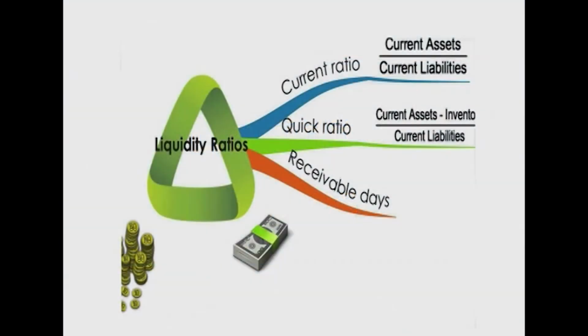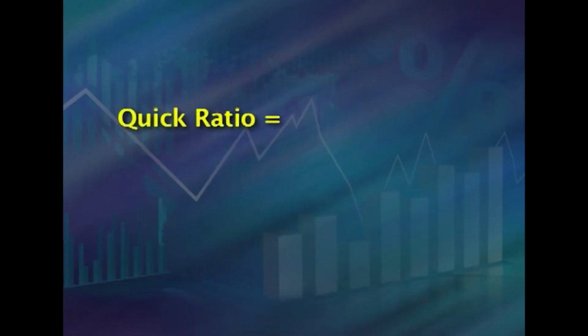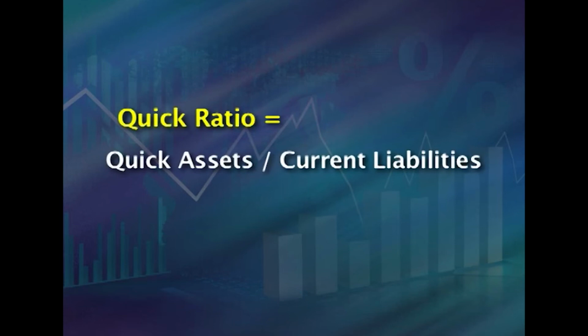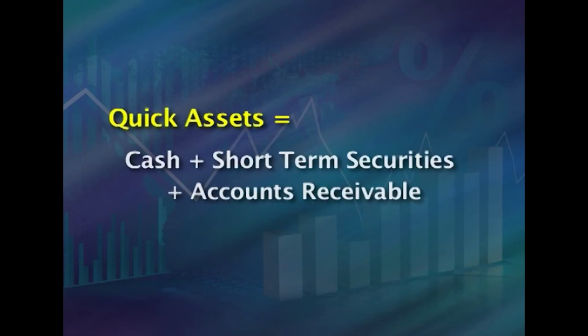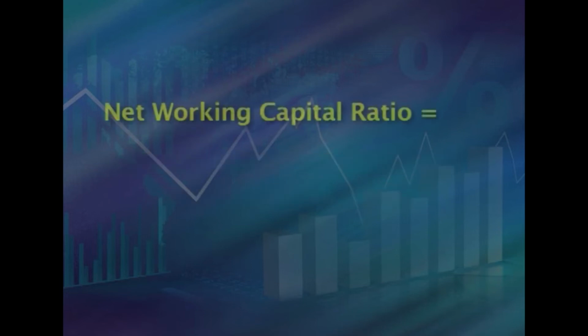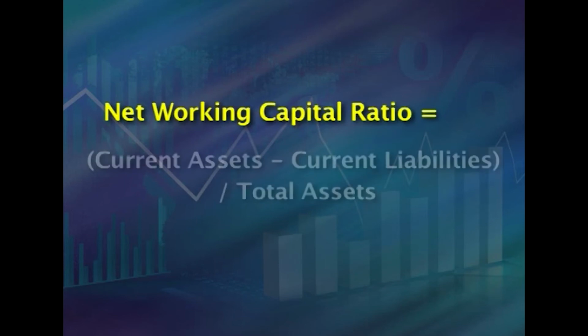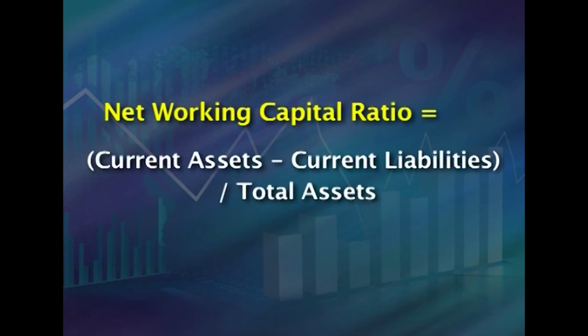Three liquidity ratios are: the current ratio, one of the most commonly used ratios; the quick ratio, which equals quick assets divided by current liabilities, where quick assets equal cash plus short term securities plus accounts receivable; and the net working capital ratio, which equals current assets minus current liabilities, divided by total assets.